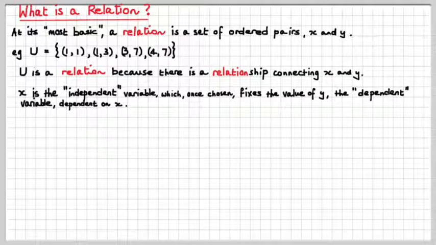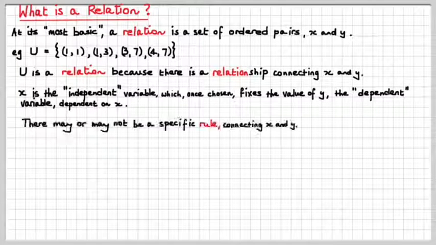X is called the independent variable, which once chosen fixes the value of y, which is the dependent variable, dependent on x. That makes sense, doesn't it? This is all pretty basic stuff, so just soak it up, alright? Now, there may or may not be a specific rule connecting x and y, as I think the case is up here. Well, I can't see what it is.